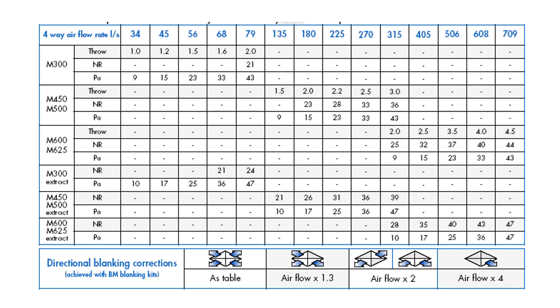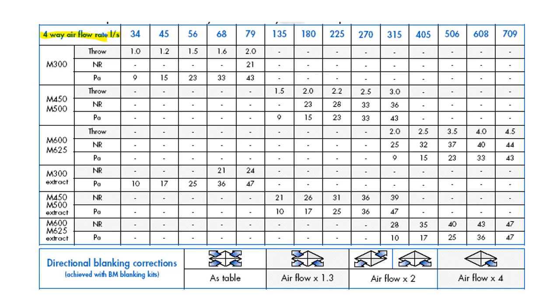Okay, this is normally a table from the manufacturer to choose a diffuser. And in this question, it is already given that you should choose from a certain model. This is the model from the related manufacturer. And this page is already for a 4-way diffuser. And the airflow rate is already given in liters per second.